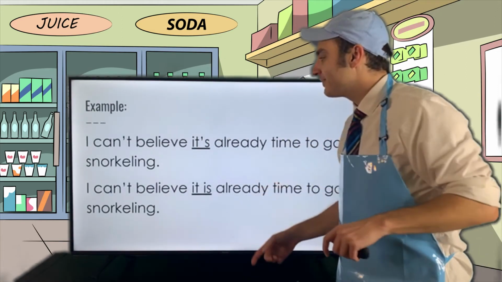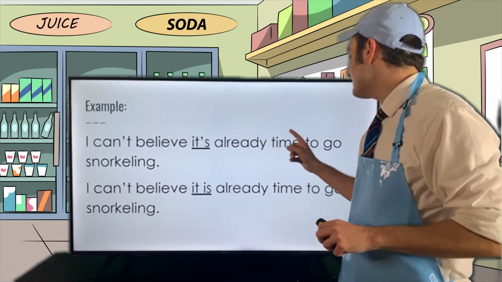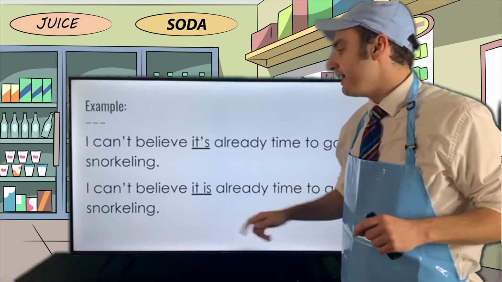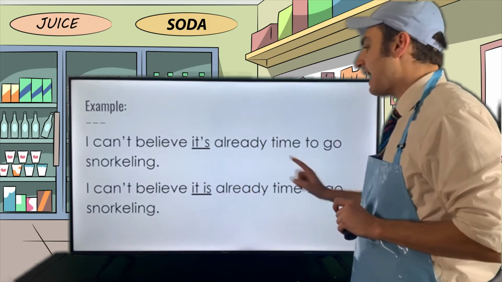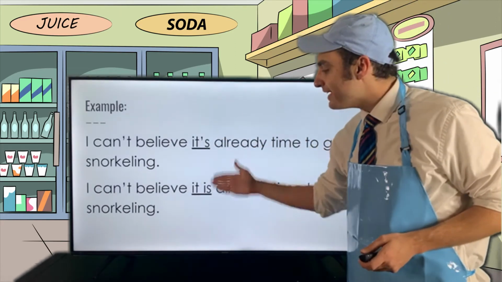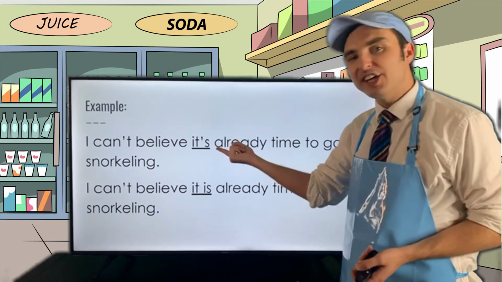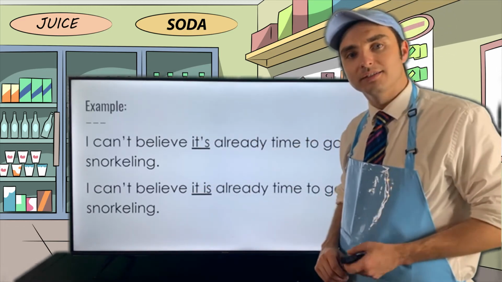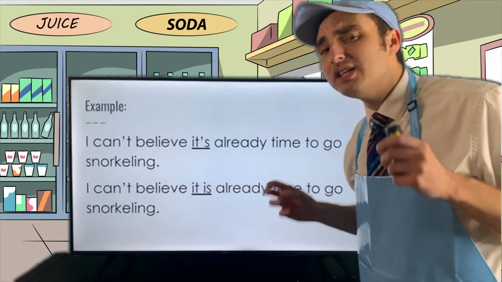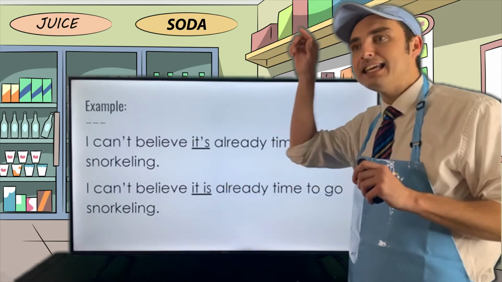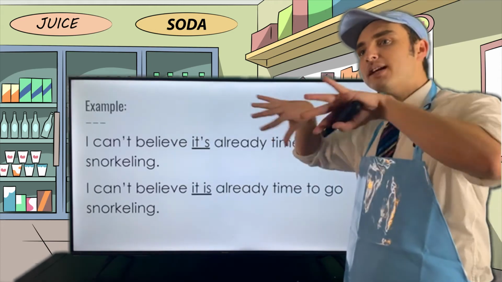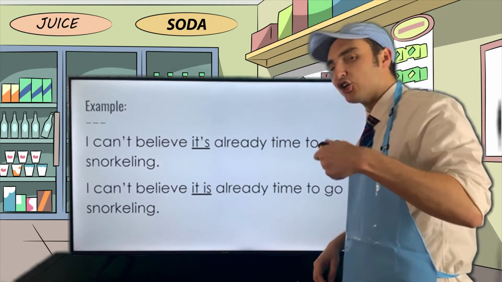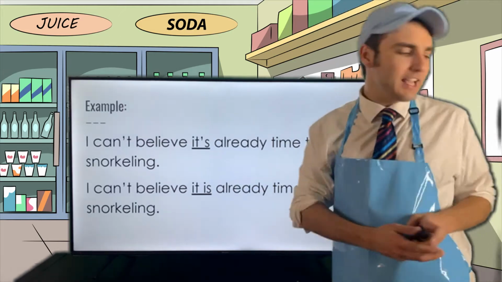When it comes to this, I can't believe it's already time to go snorkeling. If we were to break our contraction apart, this would be, I can't believe it is already time to go snorkeling. They have the same exact meaning. However, this is just in contraction form. But if we were to split this contraction apart, it would look like those two words. That's how you can tell if you're using the correct version of it's, the it apostrophe s. If you can separate it into it is and see if it fits into your sentence correctly, you're good to go. Let's go ahead and look at another example.